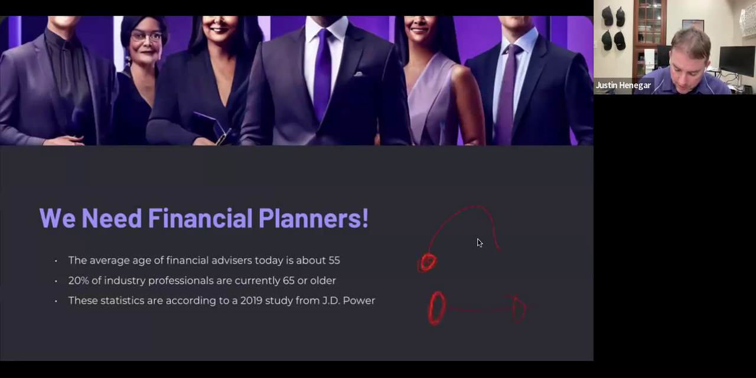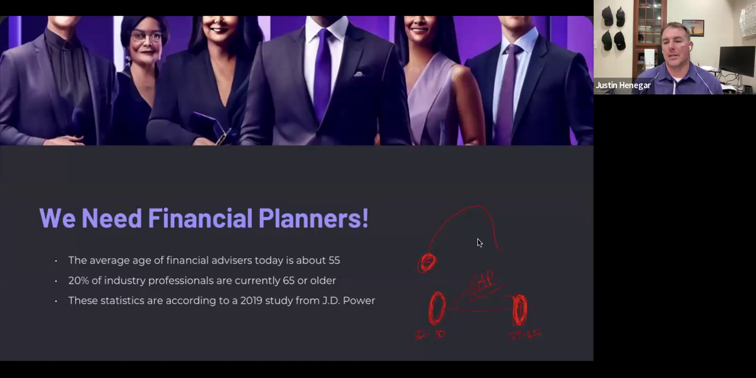We have a bunch of, say, 22 to 30 year old advisors. And then we have another bunch kind of in that 55 to 65 range. And we have a huge gap of planners. We don't really have a ton in the middle range. Now, every year, of course, it's moving a little bit.